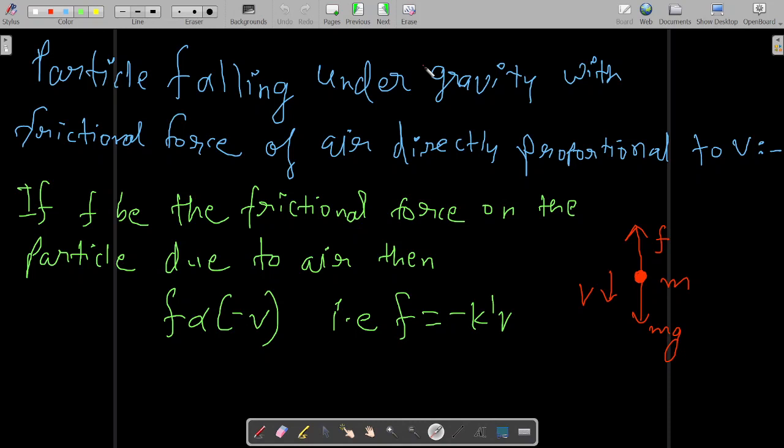Now in the case of IAS physics optional, you will have to take into consideration the very air resistance which you had ignored during your 11th and 12th, and that's what our topic is today. Okay.